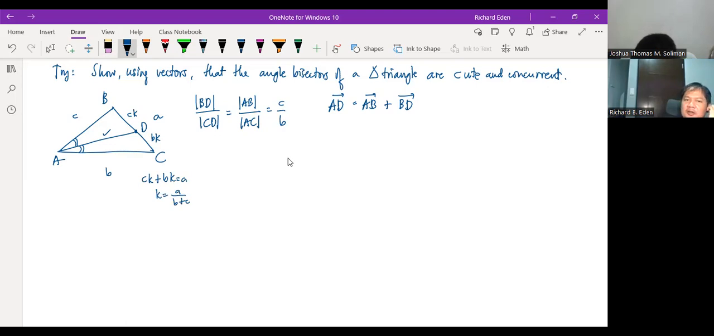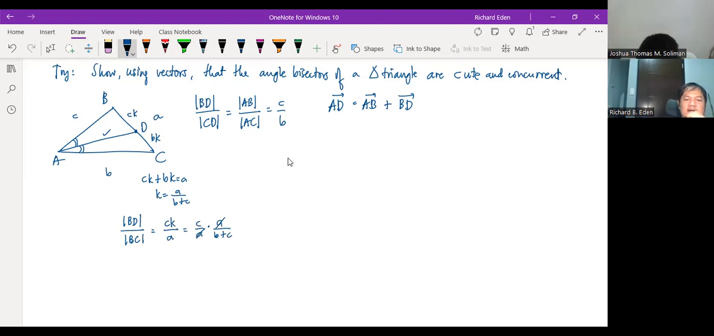So ibig sabihin, BD, the length of BD over the length of BC, okay, BD is, ang length niya, CK. Nung BC, ang length niya is a. But then this is c over a, then K is a over b plus c.